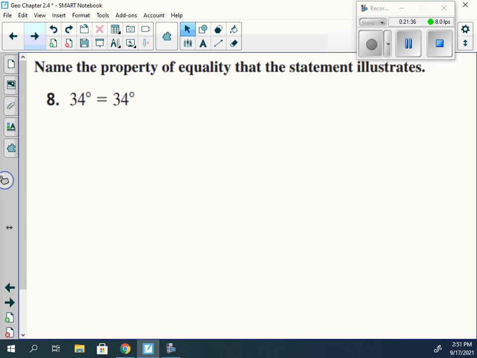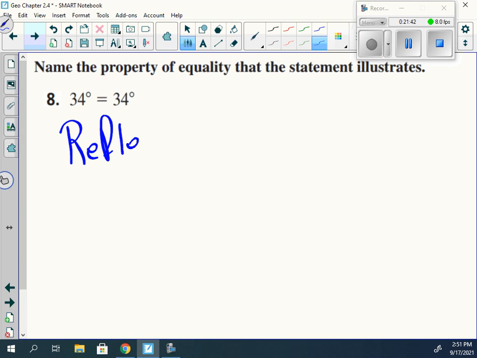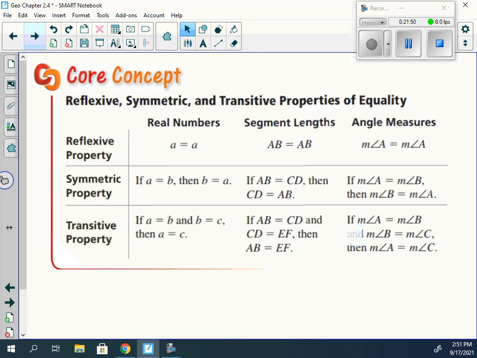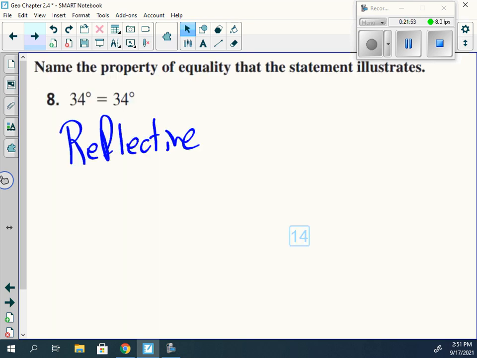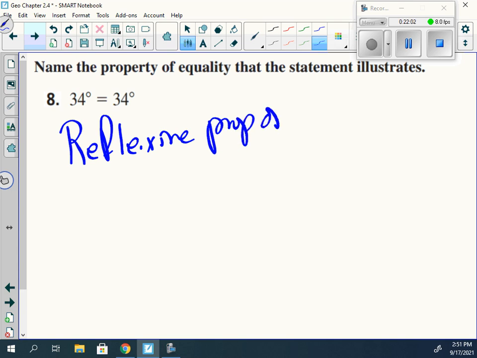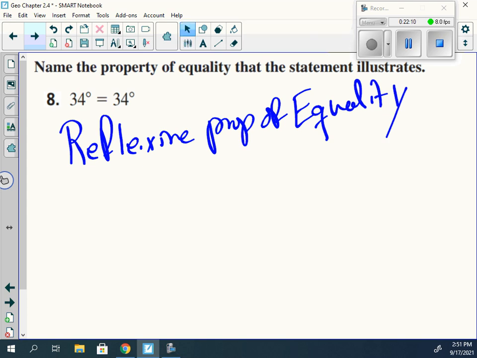The next one, 34 degrees is equal to 34 degrees. Reflexive. R-E, yep, reflexive. Reflexive property of equality. Now, again, these are on your reference sheet. So on the test, you will have these down so that you can look at them.